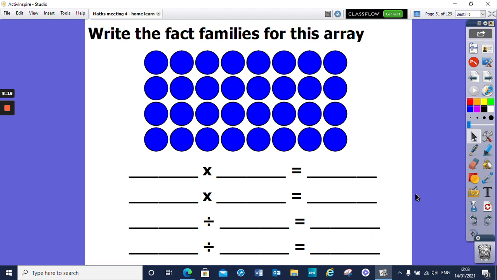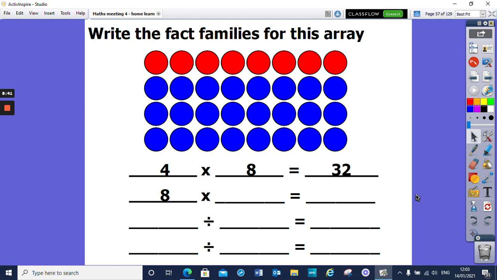Okay, let's begin, shall we? We're going to start with our 4. So this array shows 4 multiplied by 8. Now, what is that? Let's count with us. 8, 16, 24, 32. 4 times 8 is 32. What other multiplication does this show? Well, we know that multiplication is commutative. We can swap those 2 numbers around. So it's 8 multiplied by 4. Now, we know the answer to this, but let's just check. 4, 8, 12, 16, 20, 24, 28, 32.